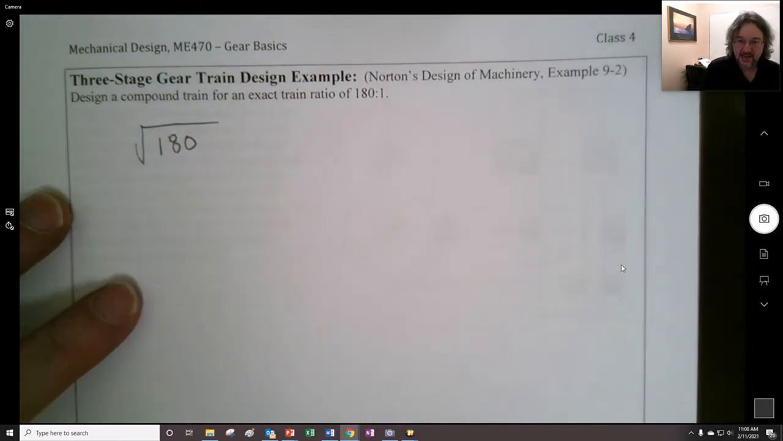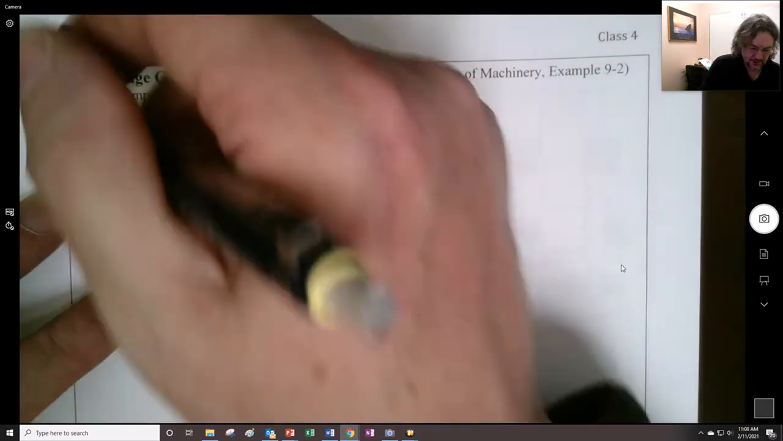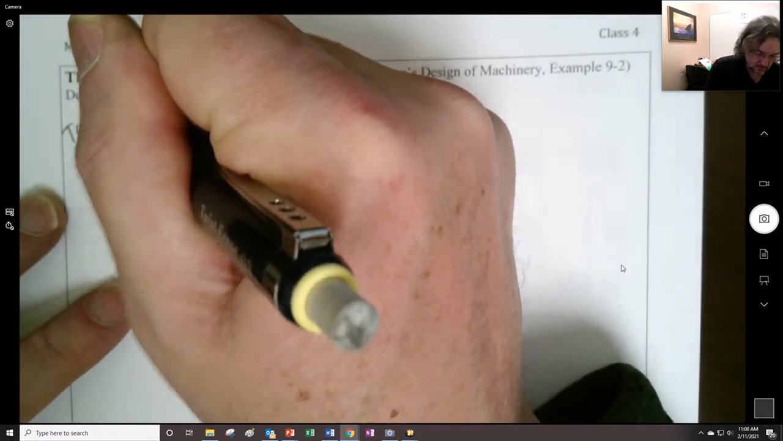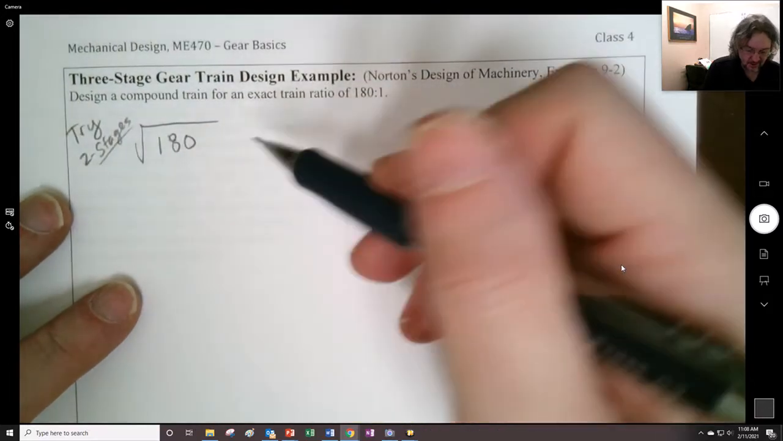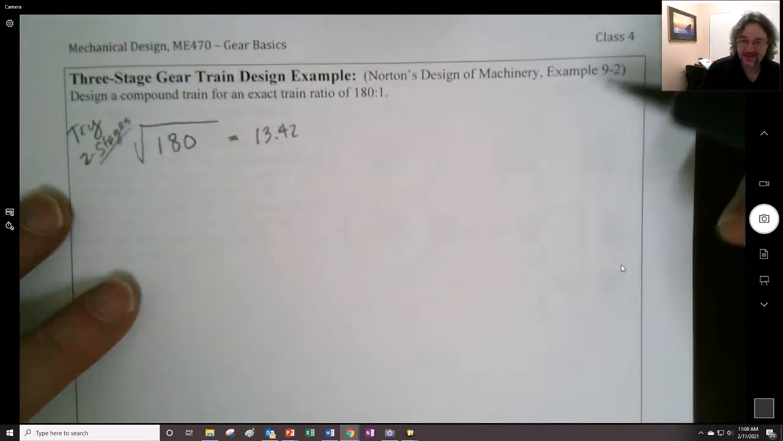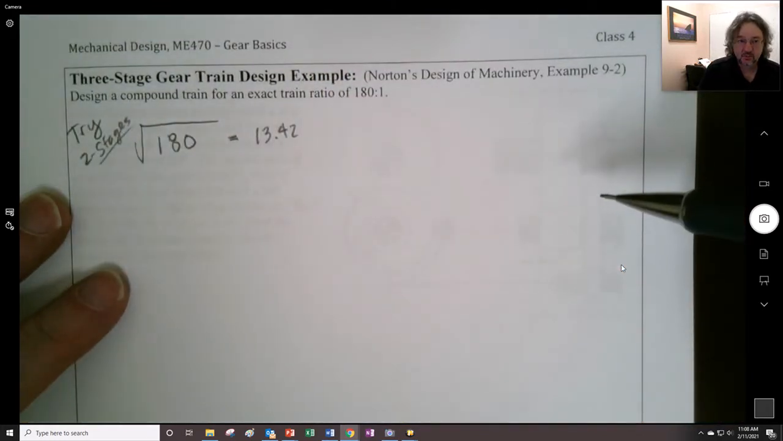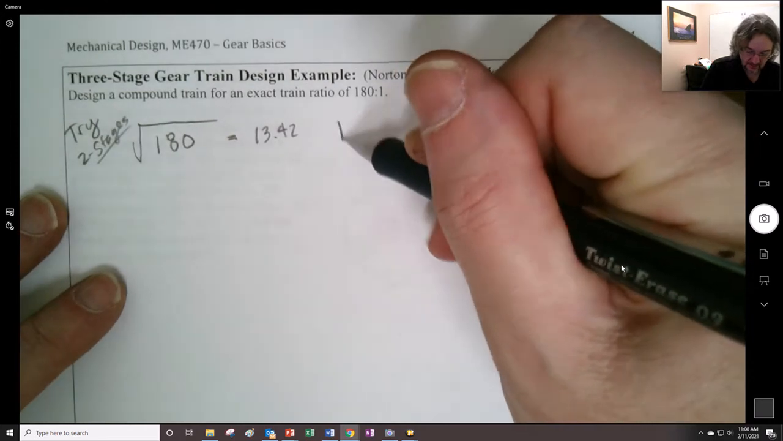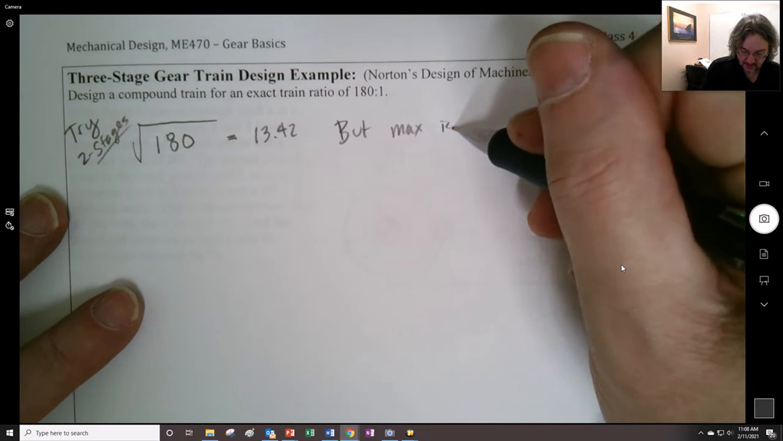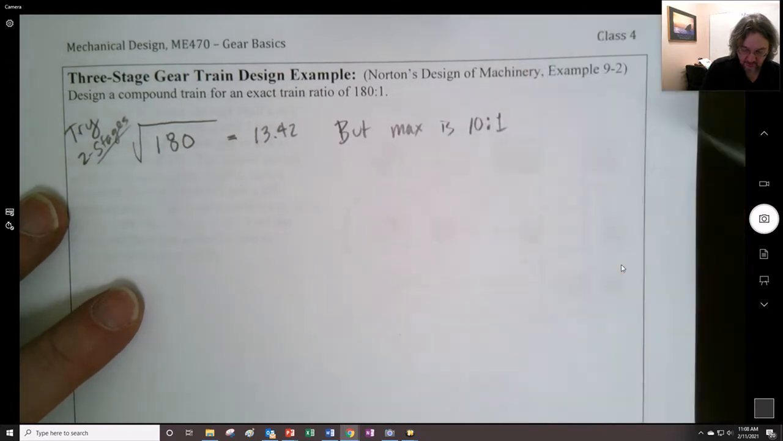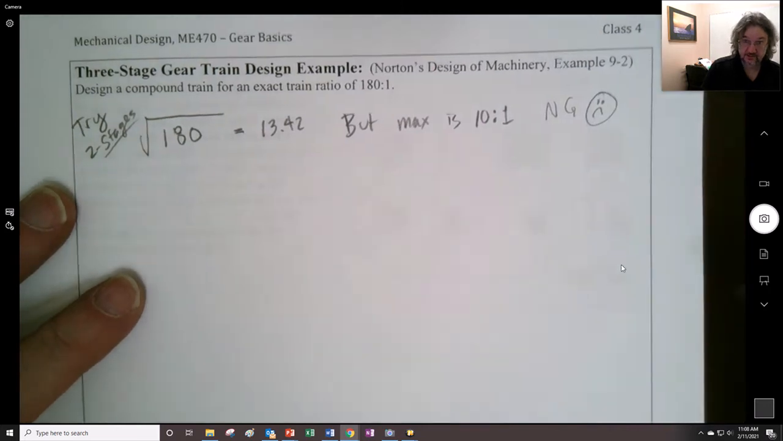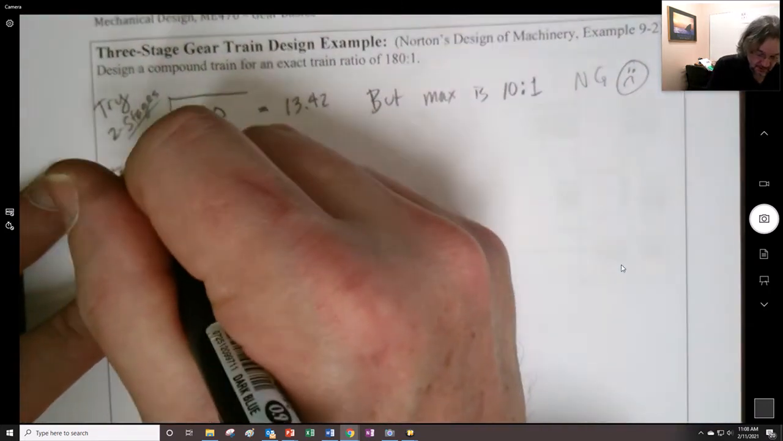The idea here is to break it up into 2. So let's try 2 stages. Each stage is the square root of 180, and we end up with 13.42. So each stage would need to be 13.42, but the max is 10 to 1. So no good. Frowny face.